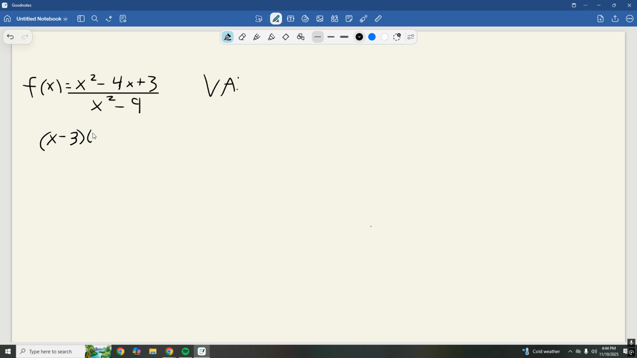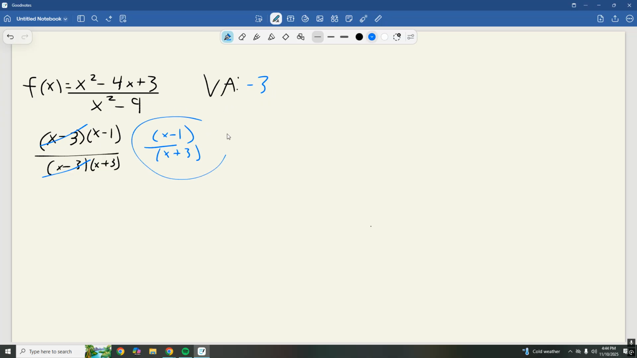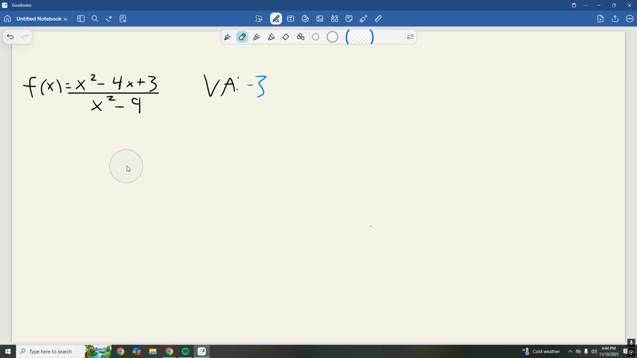x minus 3, x minus 1 over x minus 3, x plus 3. And cancel out x minus 3, leaving us with x minus 1 over x plus 3. So this shows us the vertical asymptote is actually only -3 instead of -3 and 3 because this is our function. Okay, so vertical asymptote's pretty easy.